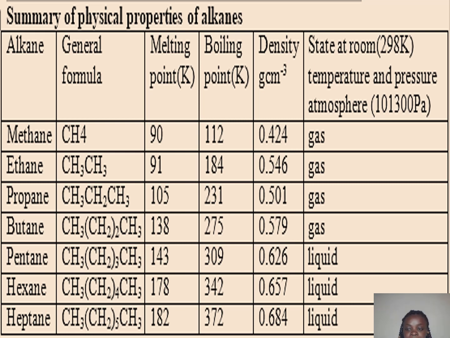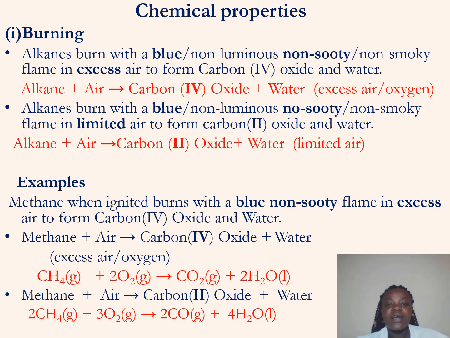Okay, so let us look at the chemical properties. The first chemical property is burning, or what we call combustion. Alkanes all burn with a non-luminous flame. If you are to say non-luminous, non-sooty, or even a blue flame, that will also be a correct response.